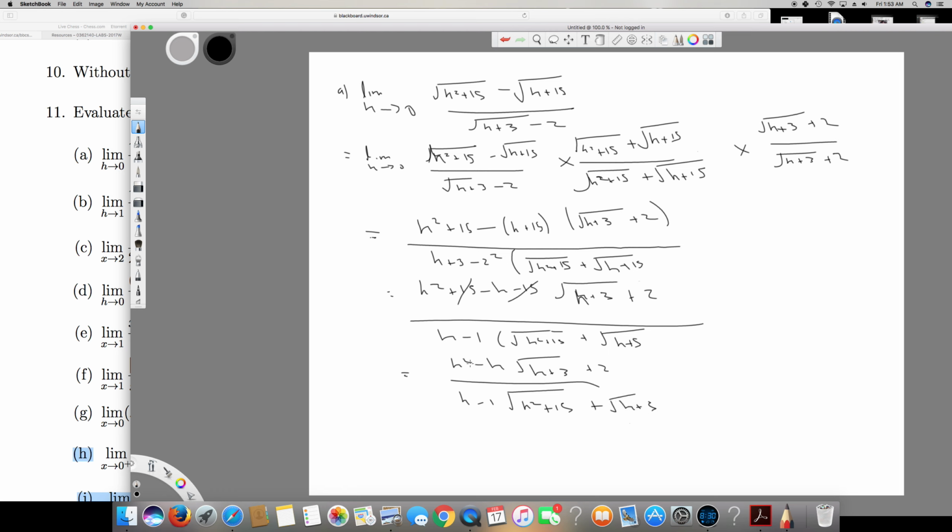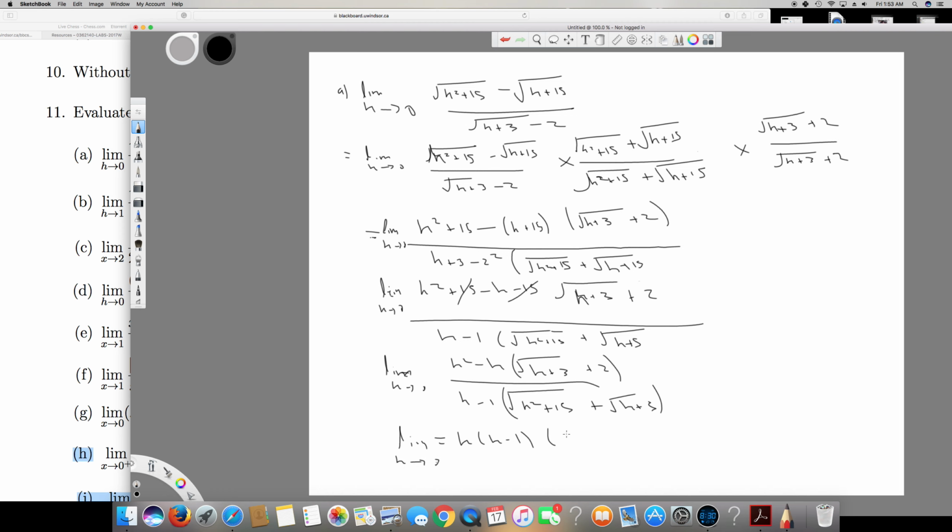Since we have this one here, we can take the common for this one. Common is going to be h. If I take the h common, it's going to be h minus 1. So don't forget guys, we got to put a limit h approaches 0 for everything. If you don't put it, you will lose marks. So limit h approaches 0, limit h approaches 0, limit h approaches 0.